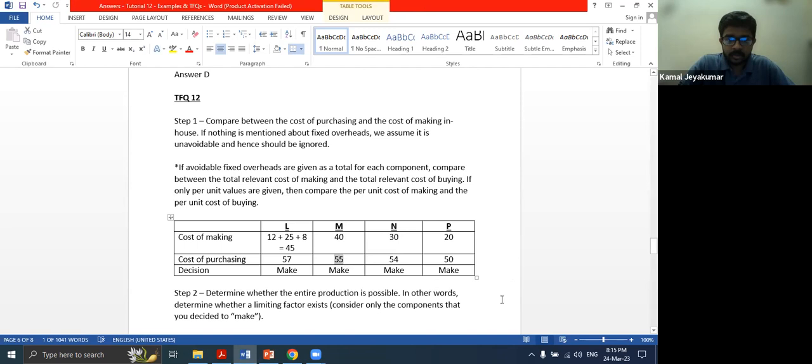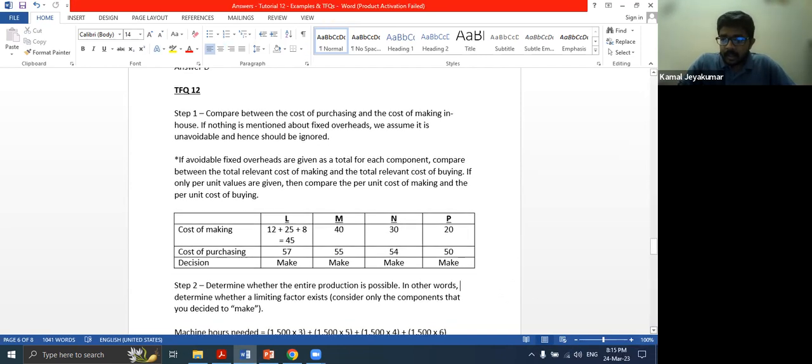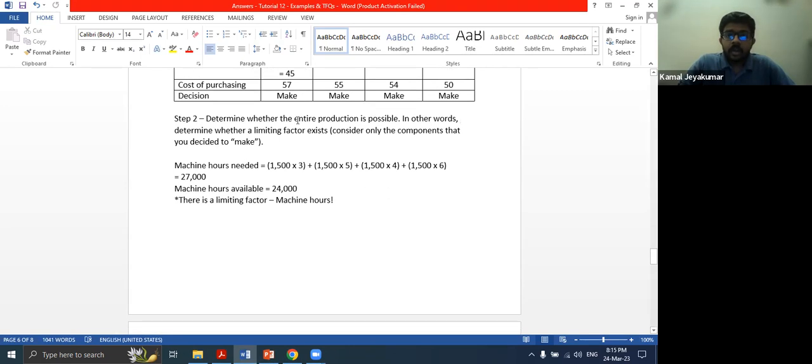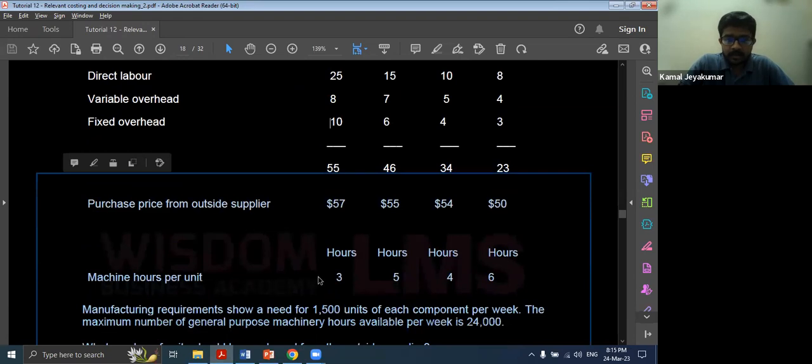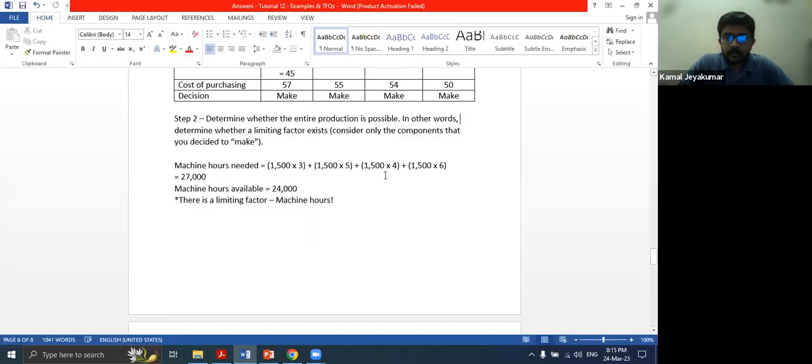But now, since it's better to make in-house, you have to determine whether production is possible, right? Whether there are any limiting factors. So here, each component, you need to make 1,500 units, and they have given how many machine hours you need to make these products. So you can easily calculate the total machine hours needed. This is the same as the previous questions, guys. You need 27,000. Available machine hours are only 24,000. So now you have a limiting factor.